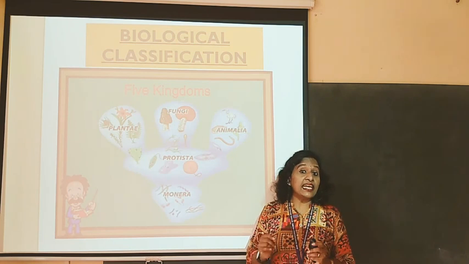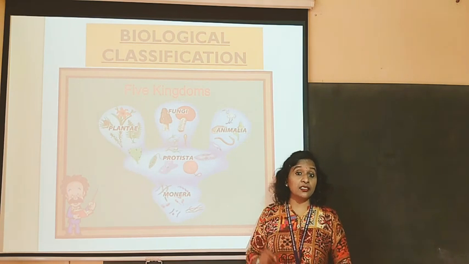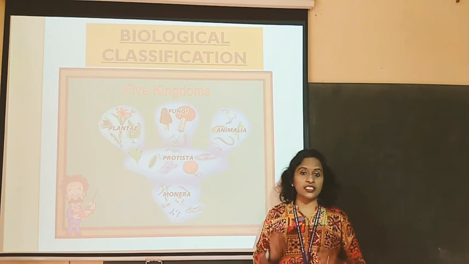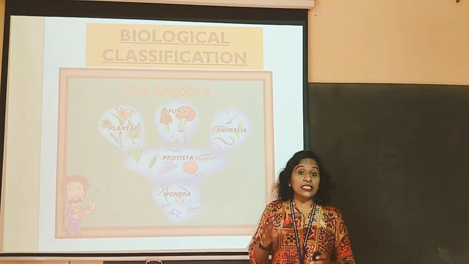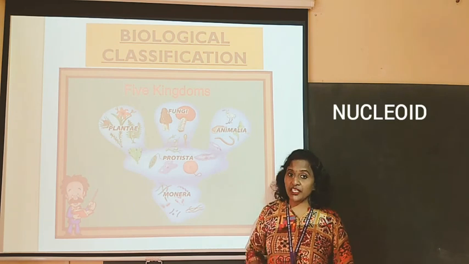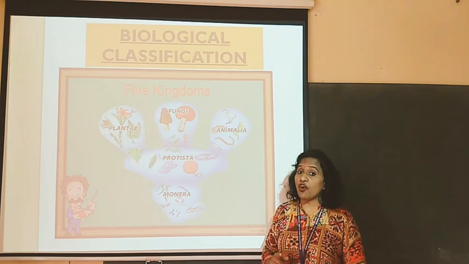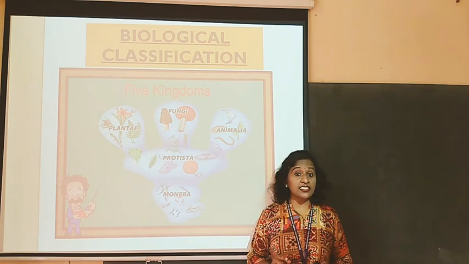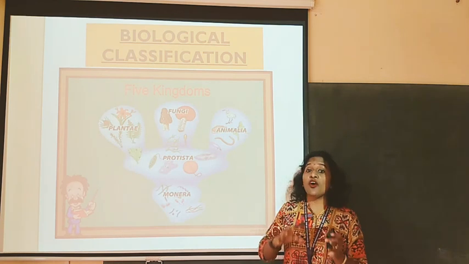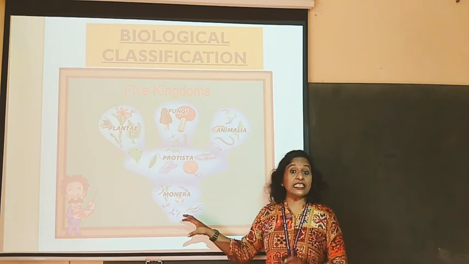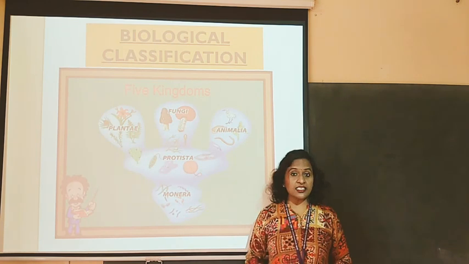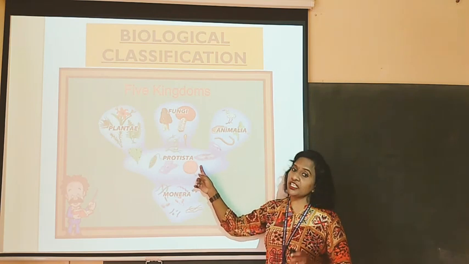Second is that the DNA or genetic material does not have any histone proteins associated with it. Therefore, the DNA or genetic material here is called nucleoid. Another thing we should recall is that these organisms do not have any membrane bound organelles. So such organisms were grouped into one kingdom, kingdom Monera. So today we will discuss the next kingdom, that is kingdom Protista.